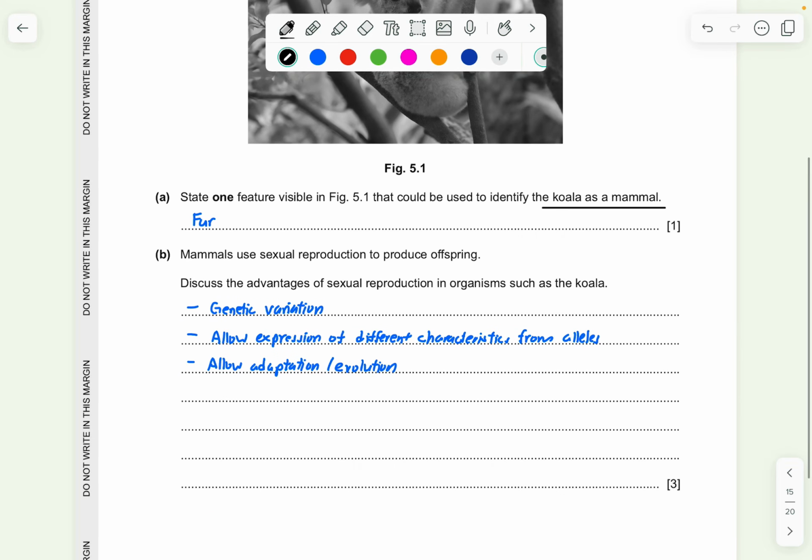And then for B, mammals use sexual reproduction to produce offspring, and now they ask you for the advantages of sexual reproduction. If you can't really remember this, it's best that you compare these advantages to us as humans. You can see that everywhere you go, humans look different. What does everybody looking different mean? It creates an increase in genetic variation, because there are more people who look different from each other. It means that they have a different set of DNA sequence. Therefore, they can express different characteristics from the alleles that it provides.